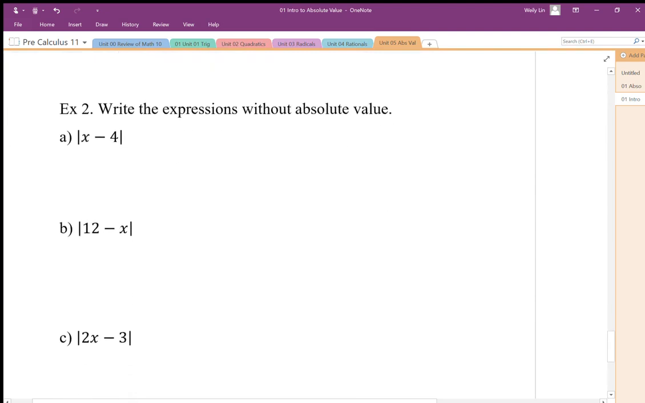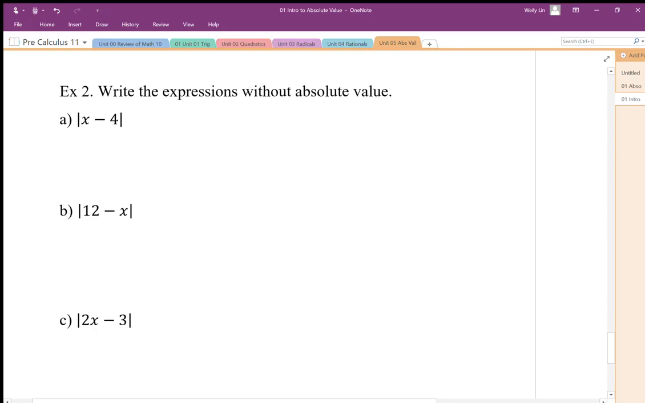So we now get into the algebra. How do we write expressions without absolute value? The problem is when we start putting an x in there, the absolute value works sometimes. Sometimes it does something. For example, when x is 0, we're going to take the absolute value of -4, and so that will change it. Other times, for other x's, we're not going to do anything.